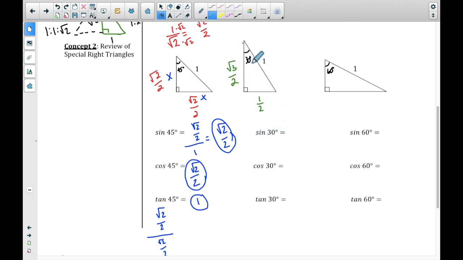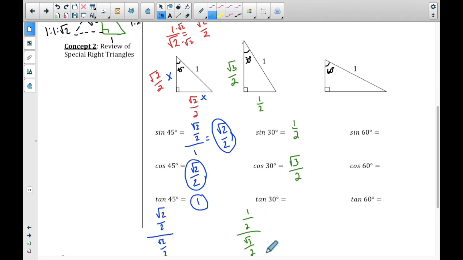So now the sine of 30 is opposite over hypotenuse. That's 1/2 over 1, that's just 1/2. The cosine is radical 3 over 2 all over 1, adjacent over hypotenuse, that's radical 3 over 2. And the tangent is opposite over adjacent. Opposite over adjacent is 1/2 over radical 3 over 2.